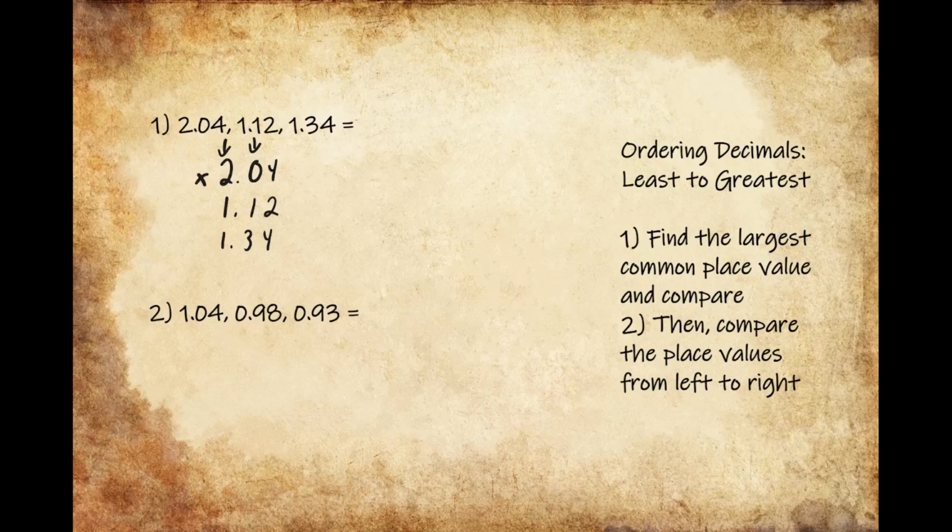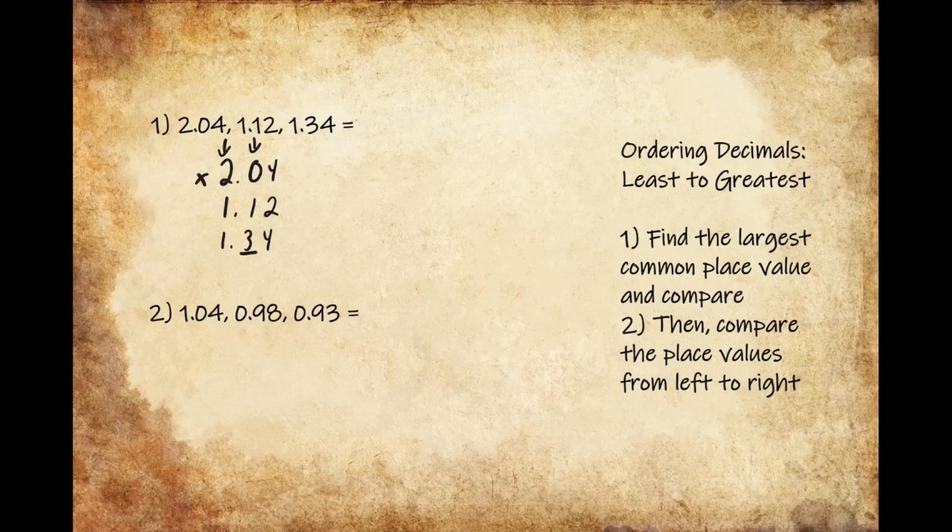So we're going to compare the numbers in the tenths place for 1 and 12 hundredths and 1 and 34 hundredths. And obviously here we can see that 3 has a greater value than 1. So we know that 1 and 34 hundredths is our second largest decimal here.